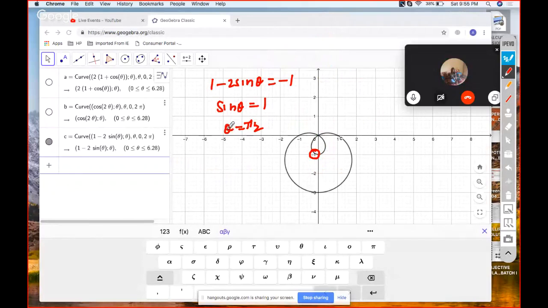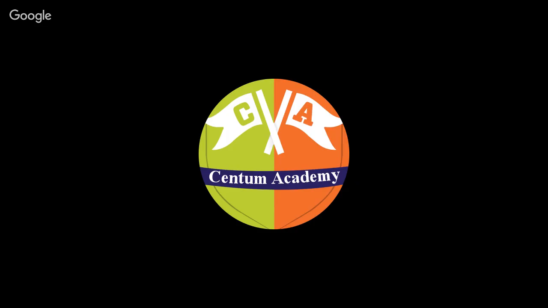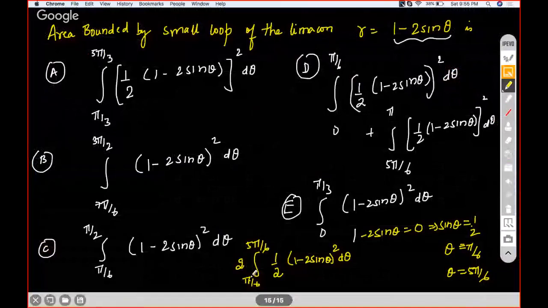So can I say that in light of this, my answer will be double the integral from pi by 6 to pi by 2, which actually matches with option C. Got it? Yes, sir.